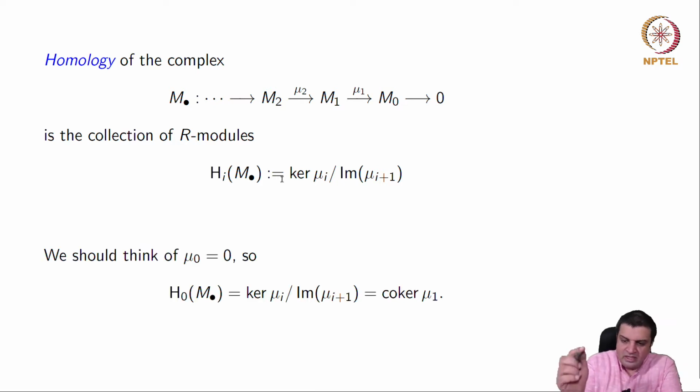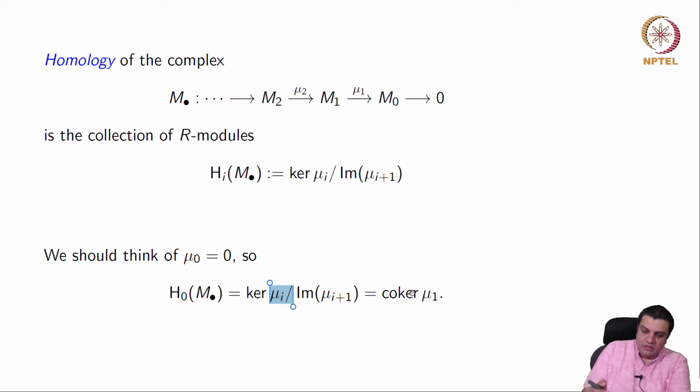Okay. At this point, we can think of the last map from M0 to 0 as the map mu0, a 0 map. And hence H0 of this complex would be kernel of mu0, which is all of M0, mod the image of mu1. So M0 mod the image of mu1, which is what we call the co-kernel of mu1. So remember that H0 of such a complex is the co-kernel of this last map, M1 to M0.